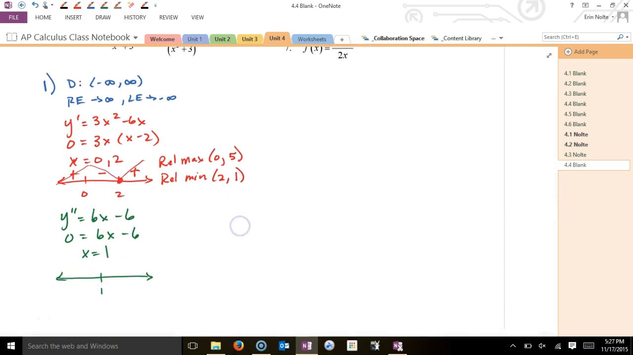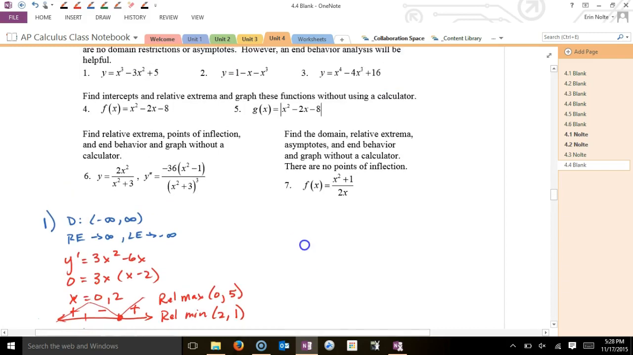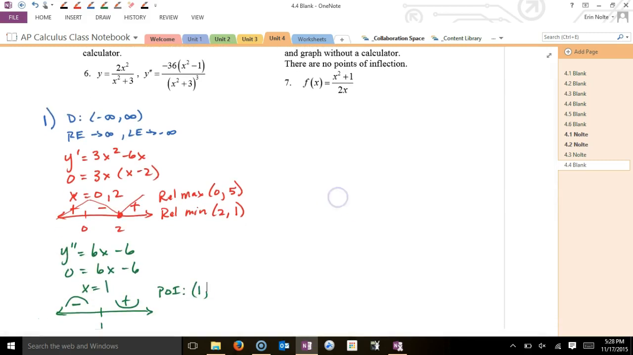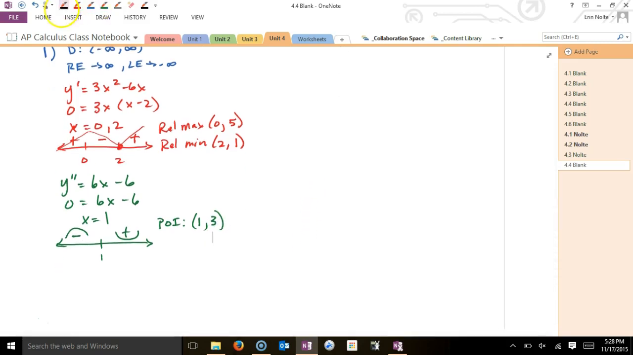So at 1, if I plug 0 in, I'd get a negative. If I plug 2 in, I get a positive. So I have a sad face to happy face, point of inflection at 1. So if I plug 1 back in, I would have 1 minus 3, so negative 2, and negative 2 plus 5 is 3. Okay, so that should be enough information.